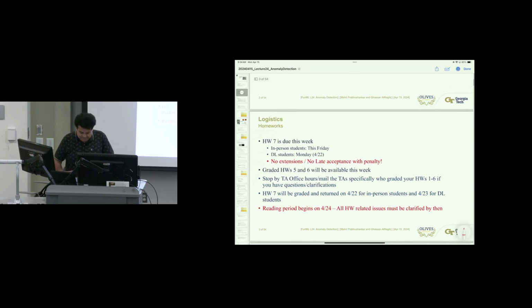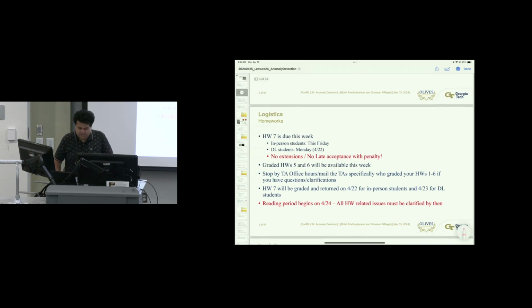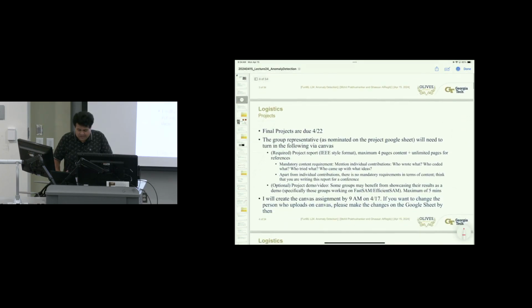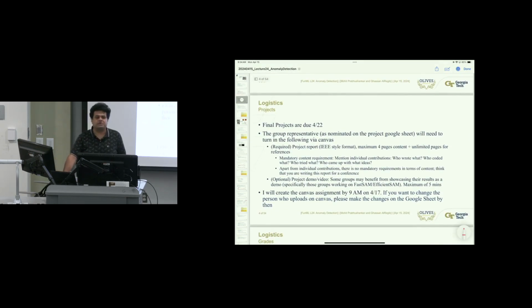All right. Again, no extensions or late acceptance this time. So even though PACE, if it's not working, make sure that you do it as quickly as possible from today onwards itself. Don't wait until the last minute when you might not be assigned the notes. All right, regarding projects, the project report is going to be due next Monday.